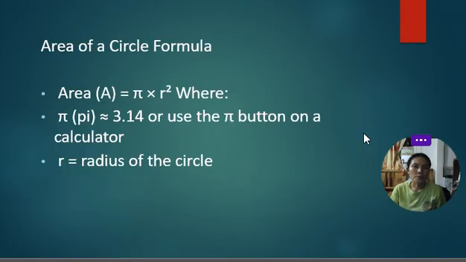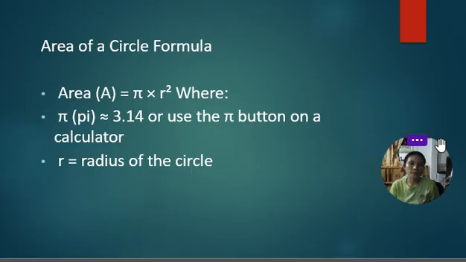So, the area of a circle formula. Area A is equal to pi times r squared, where pi is equal to 3.14, or use the pi button on a calculator. Then r is the radius of the circle.